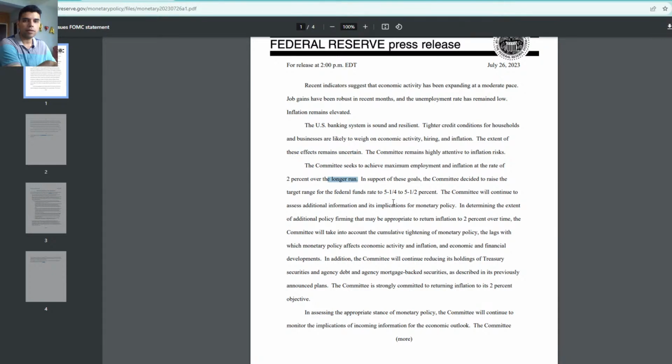The committee will continue to assess additional information and its implications for monetary policy in determining the extent of additional policy firming that may be appropriate to return inflation to 2% over time. The committee will take into account the cumulative tightening of monetary policy, the lags with which monetary policy affects economic activity and inflation, and economic and financial developments. In addition, the committee will continue reducing its holdings of treasury securities and agency debt and agency mortgage-backed securities as described in its previously announced plans. The committee is strongly committed to returning inflation to its 2% objective.